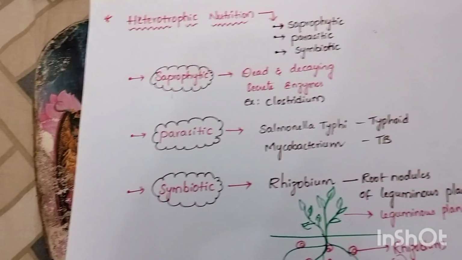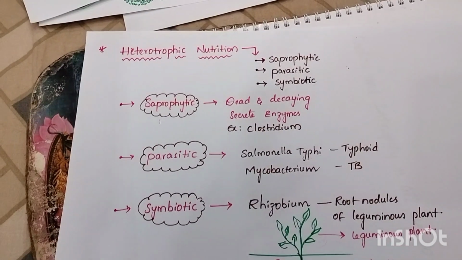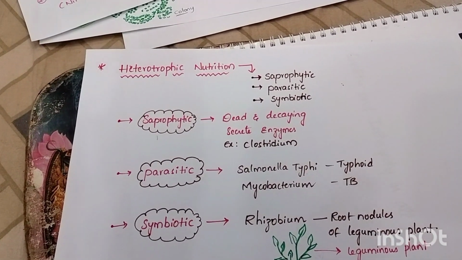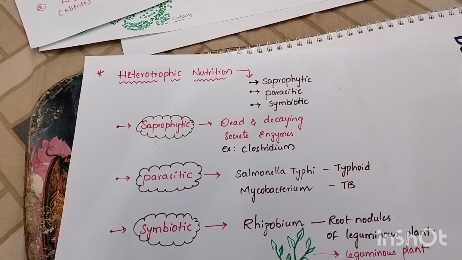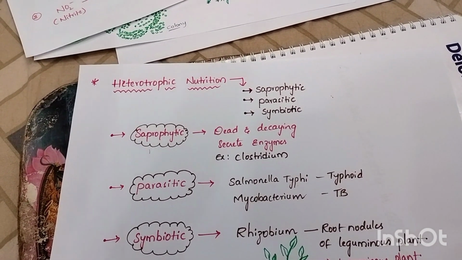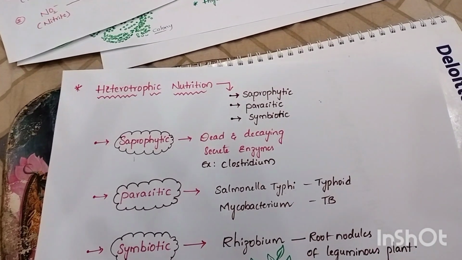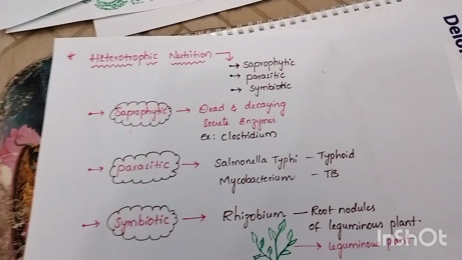And so we are done with the nutrition of the Monera. We have seen the autotrophic nutrition, in which photoautotrophism and chemoautotrophism were covered, and heterotrophic nutrition we have also seen. So yes, this is all about the nutrition.